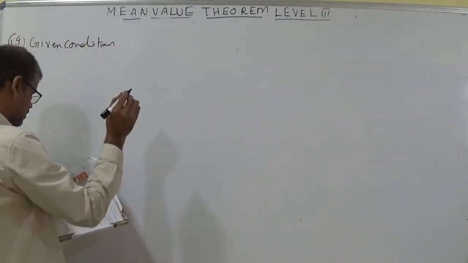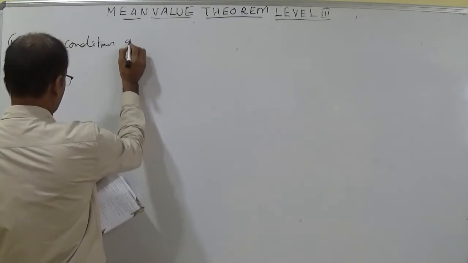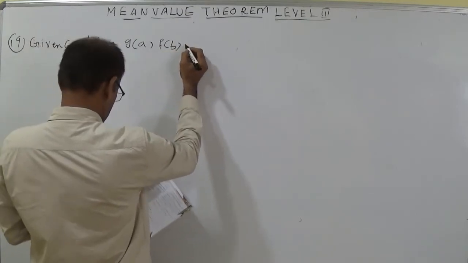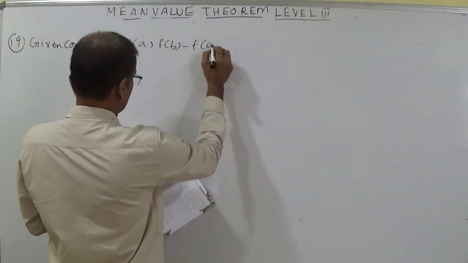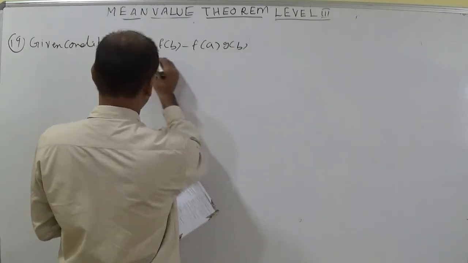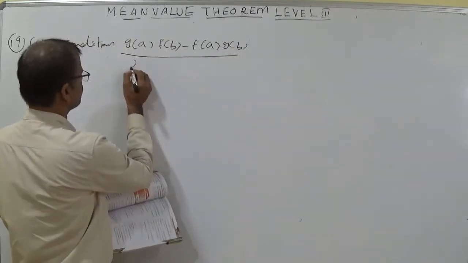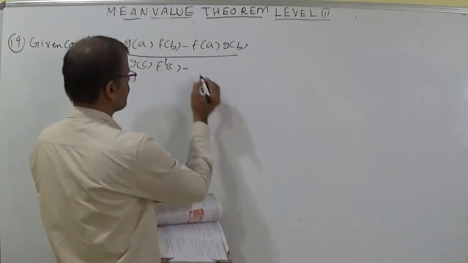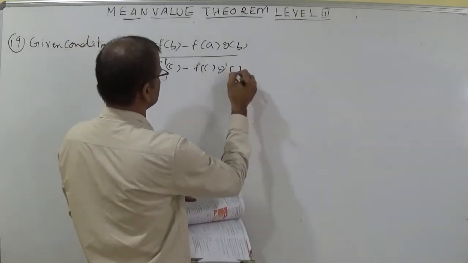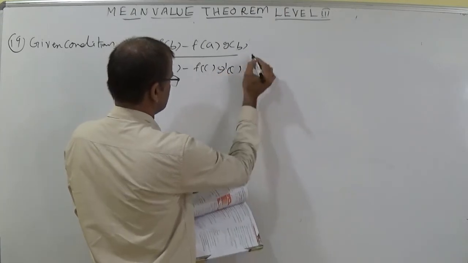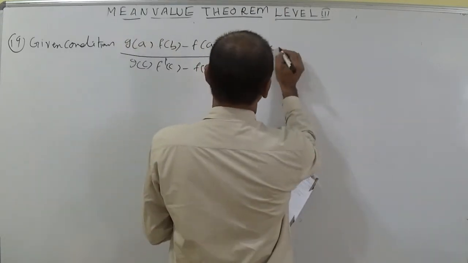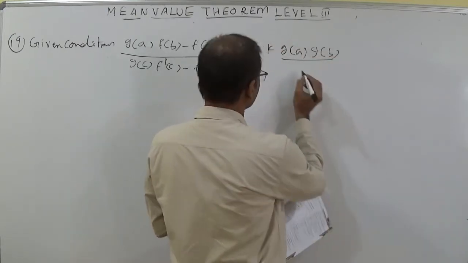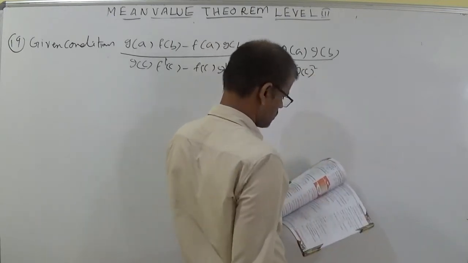Differentiable, continuous, everything okay, but I think this depends upon Cauchy's theorem. g of a into f of b minus f of a into g of b, whole by g of c into f dash c minus f of c into g dash c, whole by g of c whole square, is equal to k into g of a into g of b by g of c whole square.